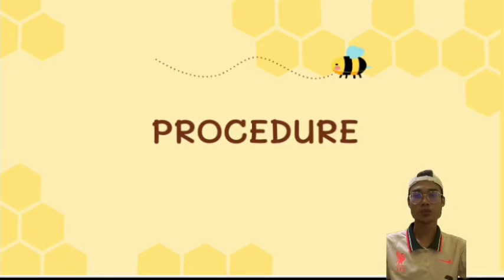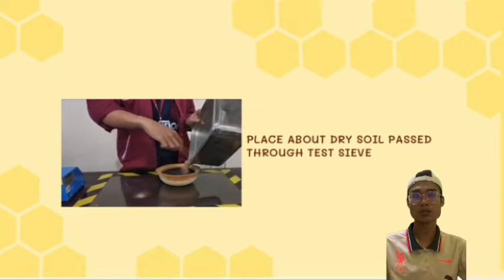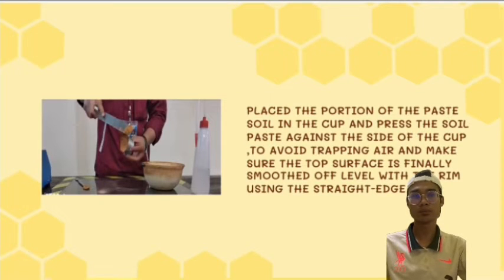Okay, next we go to the cone penetration method procedure. First, sieve the dry soil to pass through a test sieve. Next step is adding the distilled water and start to mix the soil with the spatulas for at least 10 minutes. Next, place a portion of the paste soil in the cup and press the soil. Pass again in the side of the cup to avoid trapping air and make sure the top surface is smooth or level with the rim using the straight edge.